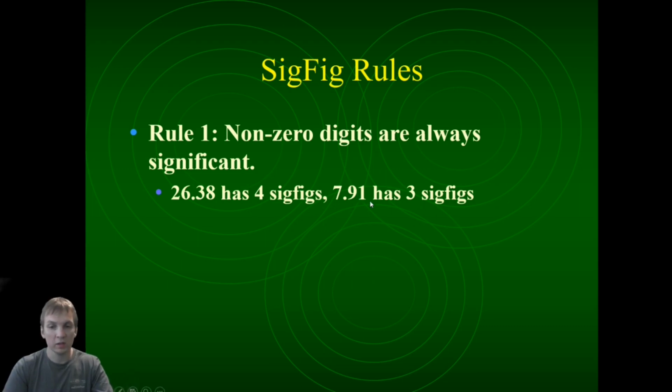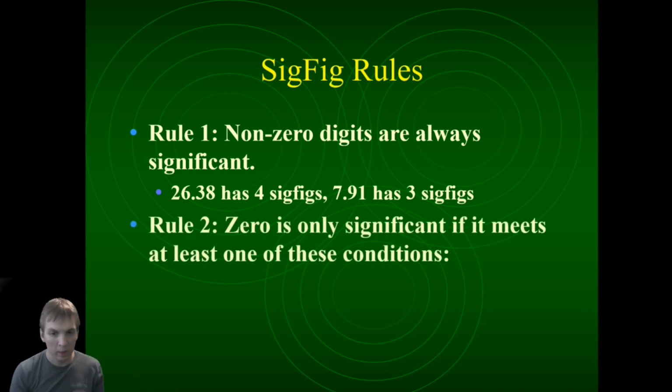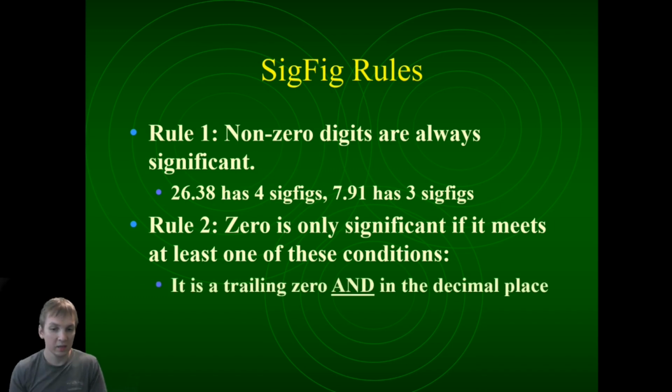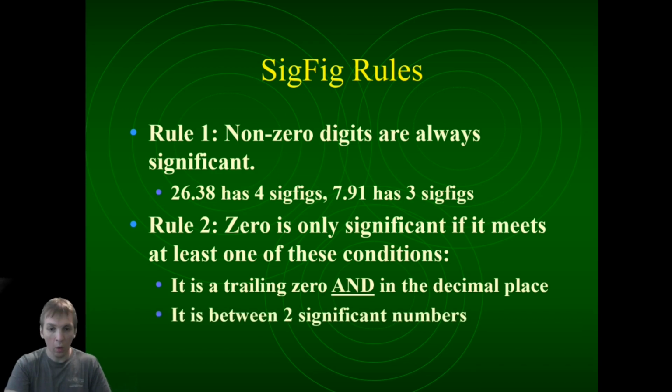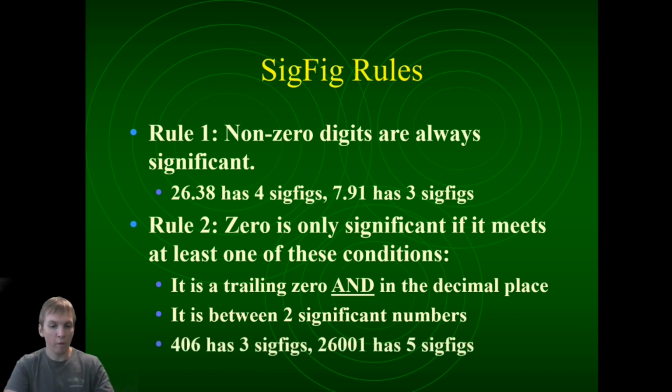Okay, each one of these is a significant digit, and therefore it has 3 sig figs. Rule number 2: 0 is only significant if it meets at least one of these conditions. So here are the rules for 0. It is a trailing 0 and in the decimal place, or it is between 2 significant numbers. Okay, and so let's take a look at an example problem.